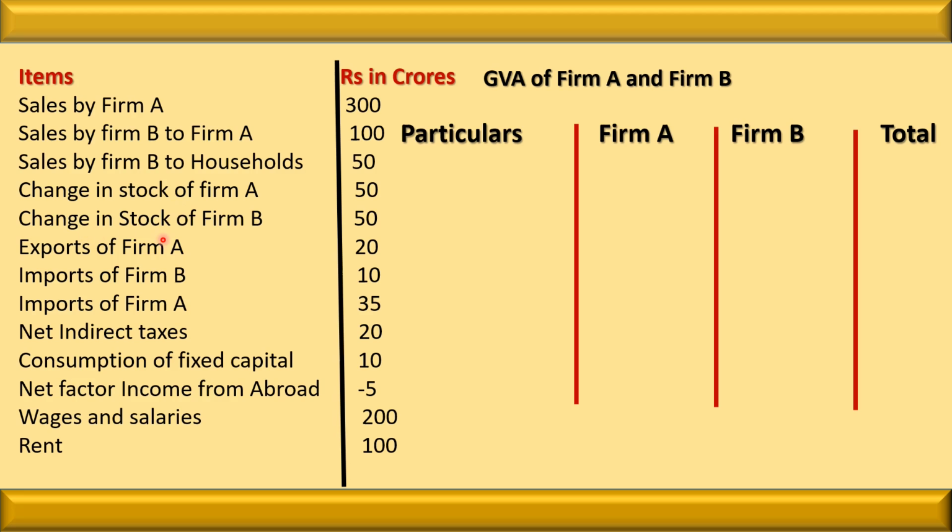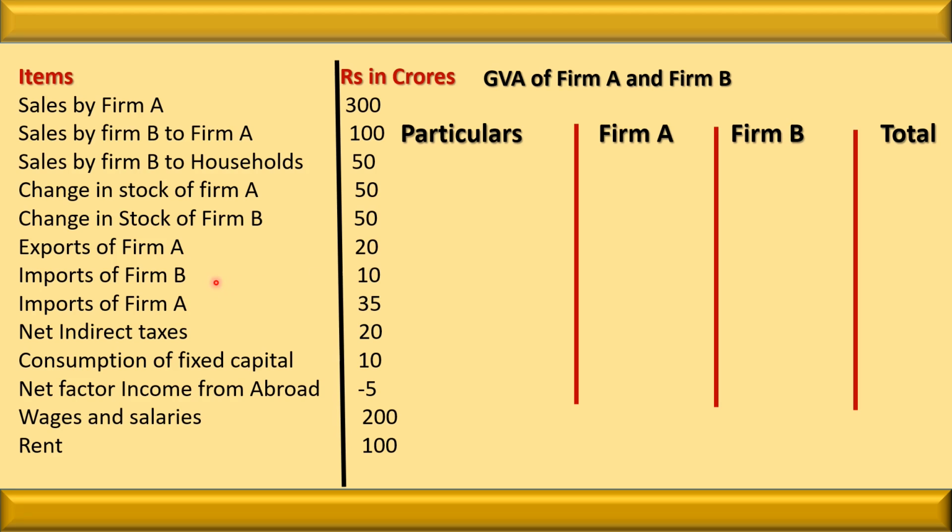Change in stock is given directly. Export of the firm A should not be considered. Why? Because the total sale is given to us. Import, because the purchase information is not written, it means import and the purchase both are the same thing. So under the purchase we have to consider import. Import of firm B is 10. Another purchase is this one, that is 100. Sorry, 35 for the firm A, and for the firm A another purchase is 100. So the total purchase in the case of firm A is 135.